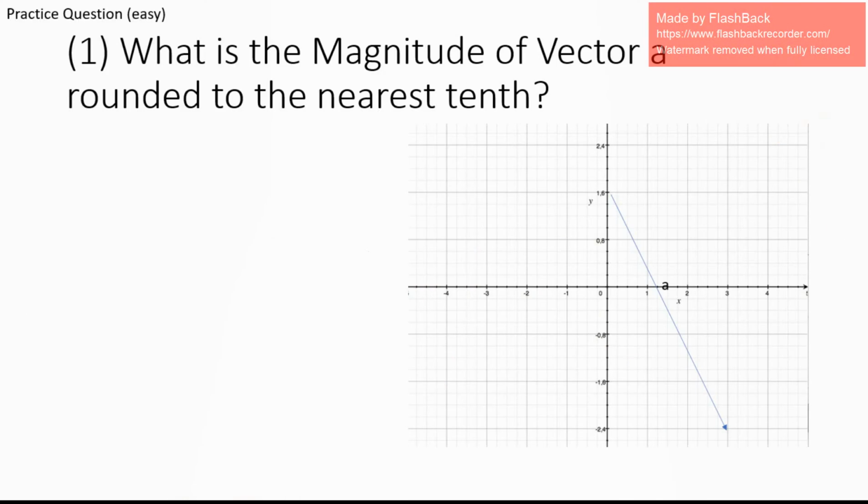Practice question. What is the magnitude of vector A rounded to the nearest tenth? The square root of 3 squared plus 3 squared is the equation that we will use for this question. This equals the square root of 9 plus 9, which is the square root of 18, which is 4.2.